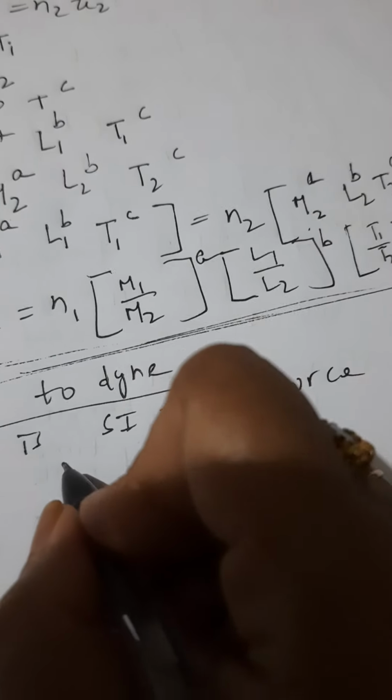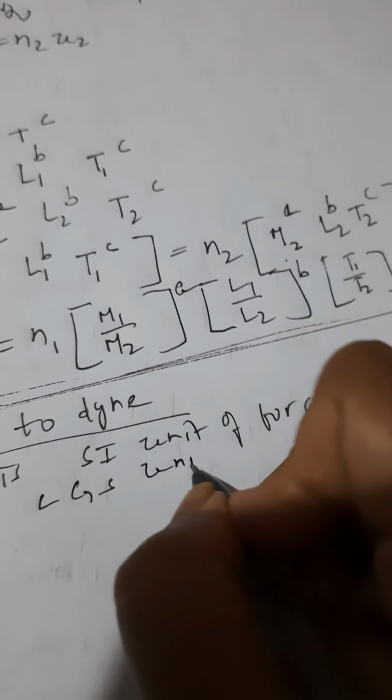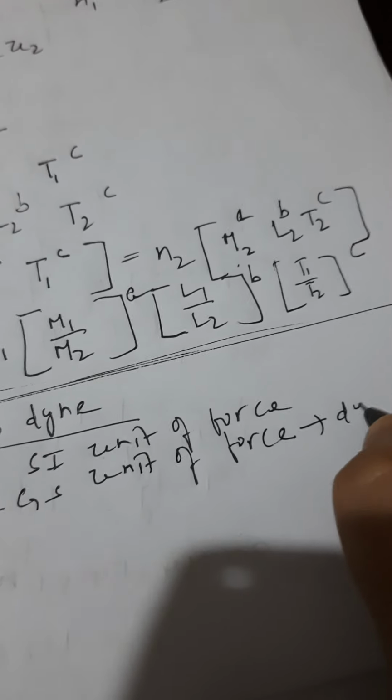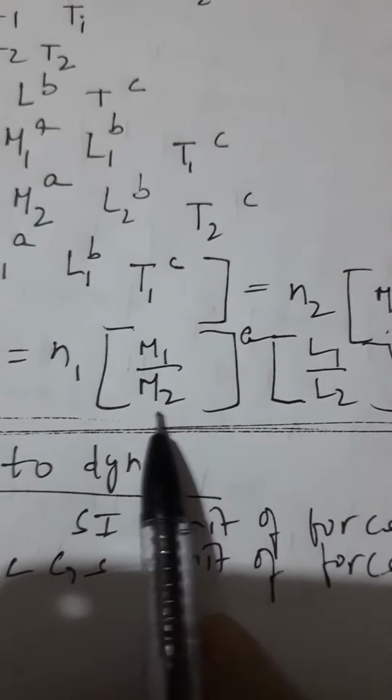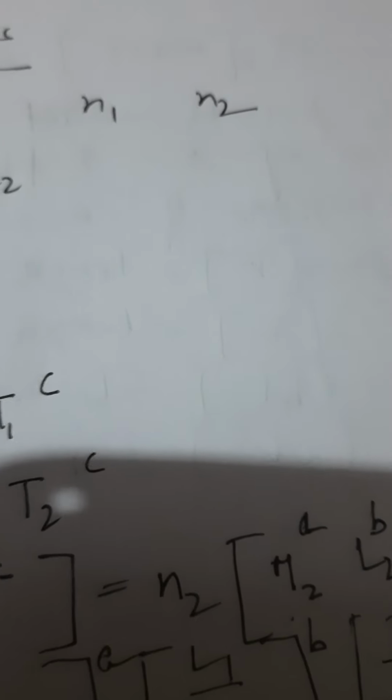And dyne is the CGS unit of force. So we'll use this formula. For this, first let us write the dimensional formula of force.